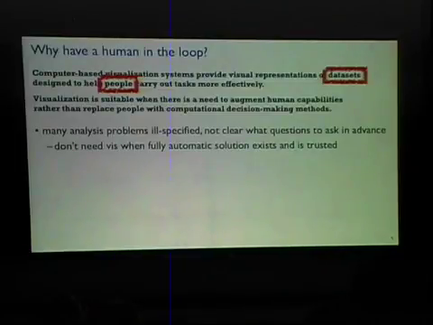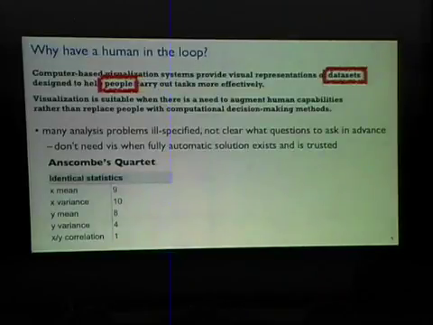If you've got something that's fully automatic, that has been written and that you actually trust, those are two necessary and sufficient conditions, then you don't need Viz. But there's a lot of situations where you do. So I'm curious, how many people have actually seen Anscombe's Quartet before in the audience?